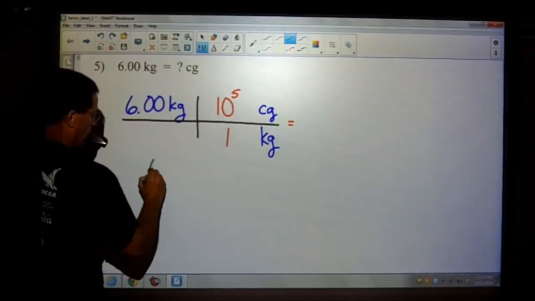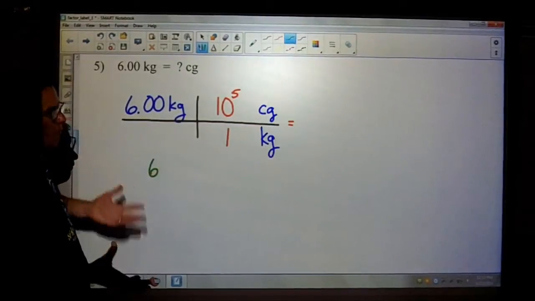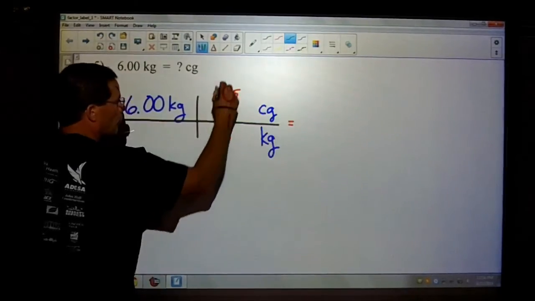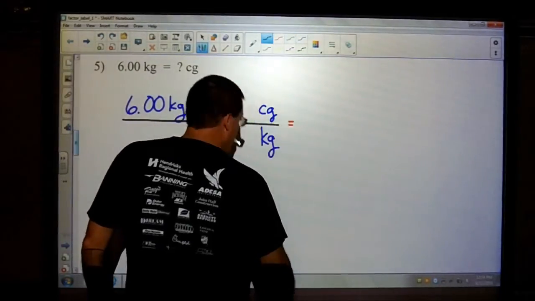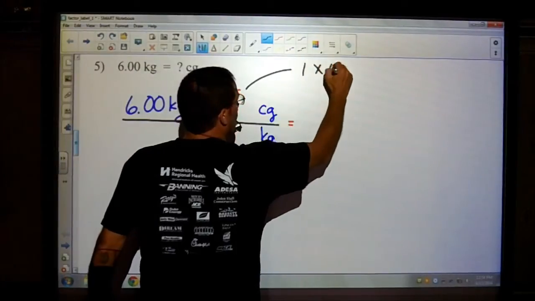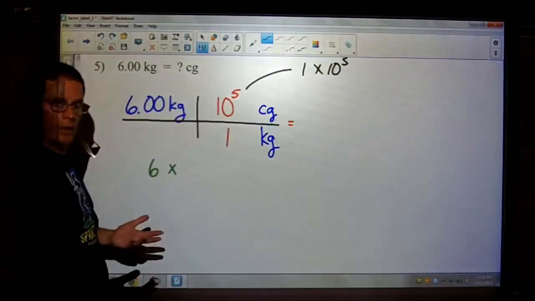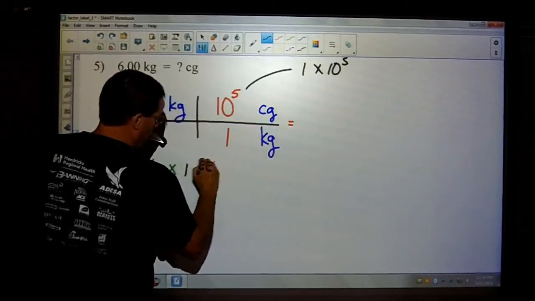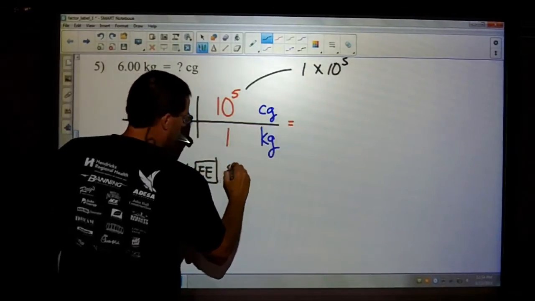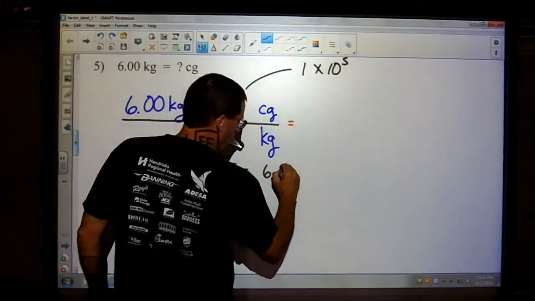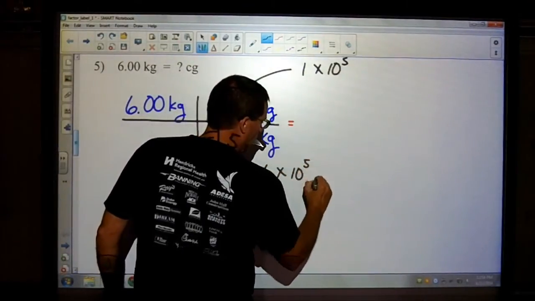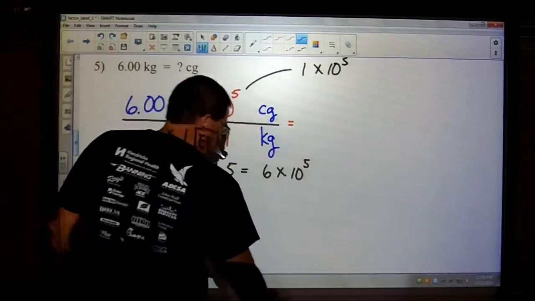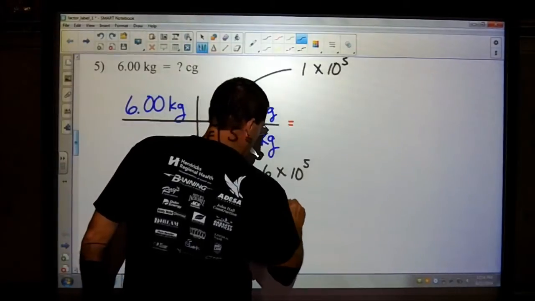I would type 6, I wouldn't put 6.00. I mean, if you do, it doesn't change anything. I would go 6 times, and this really is acting as a 1 times 10 to the 5. So that's how I want my calculator to read it. So 1 EE 5. And that should give me, as my answer, if I have it in scientific notation, that's the way it'll appear on my calculator. But I'd be willing to bet that the majority of you would have this show up on your calculator.